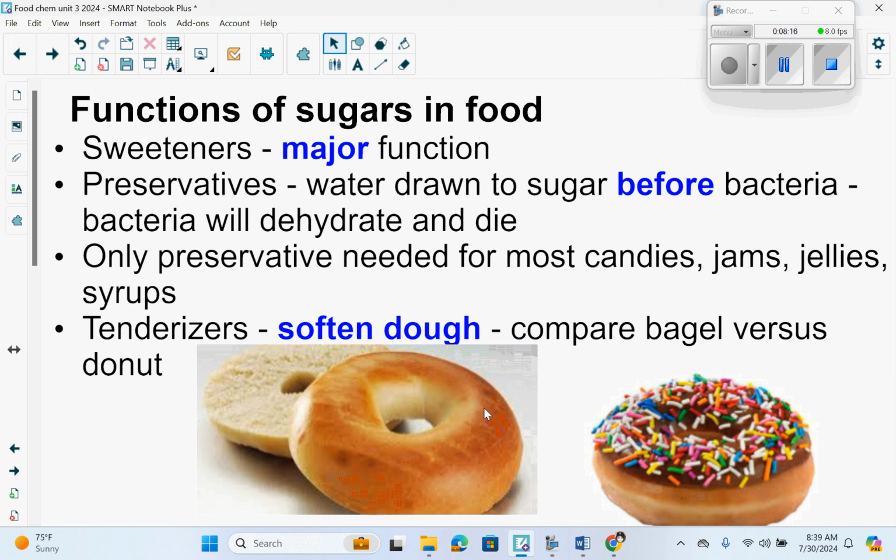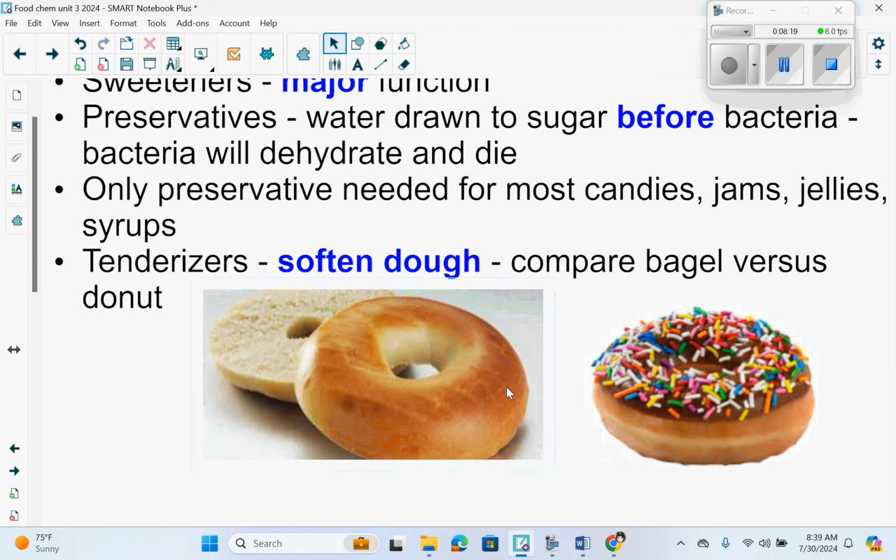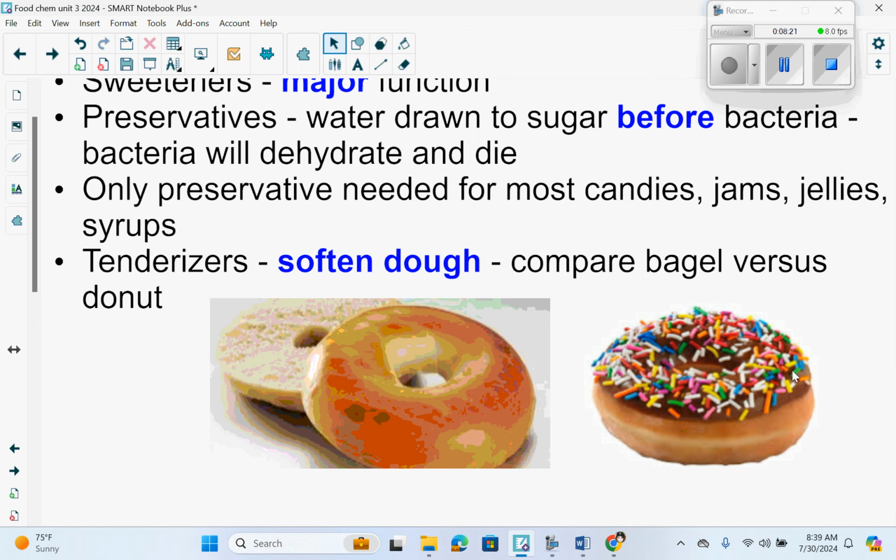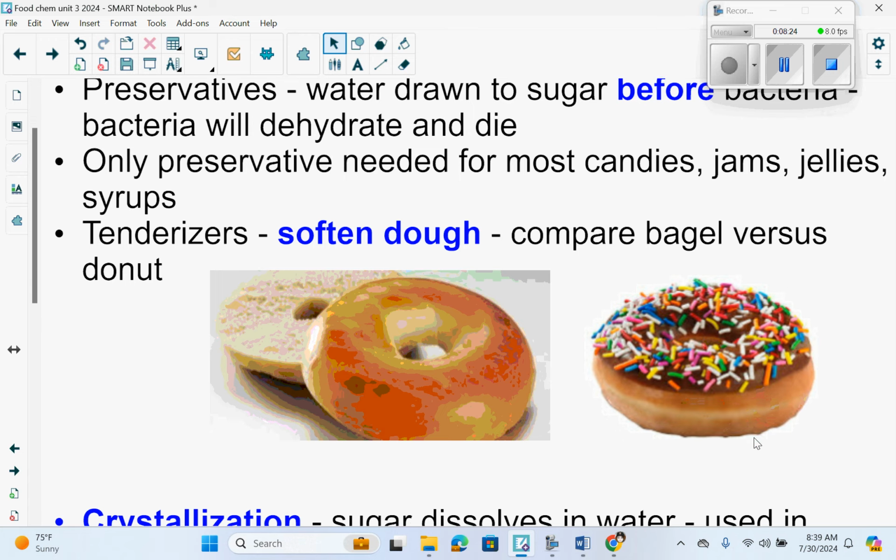It's often a tenderizer. It often softens dough, and a good example is to compare the bagel versus the donut, right? The donut has more sugar and it's a little bit softer.